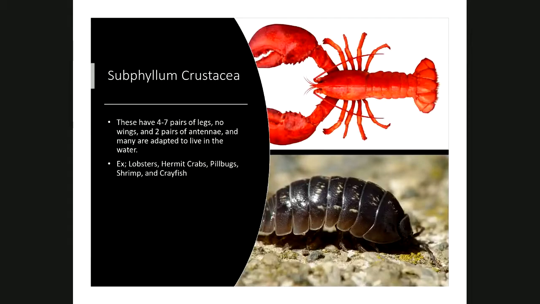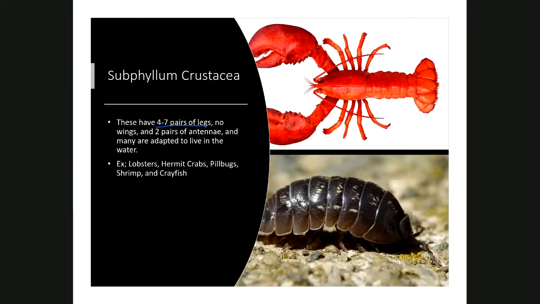Subphylum Crustacea. The crustaceans, you know them as the shrimp, the crabs, the lobsters, the crayfish. We're going to be talking about crayfish today. And remember back to our first lab where we discussed the pillbug. The pillbug is a crustacean. It's a specific type of crustacean, but it's a crustacean. And these guys have 4 to 7 pairs of legs, depending on the group.